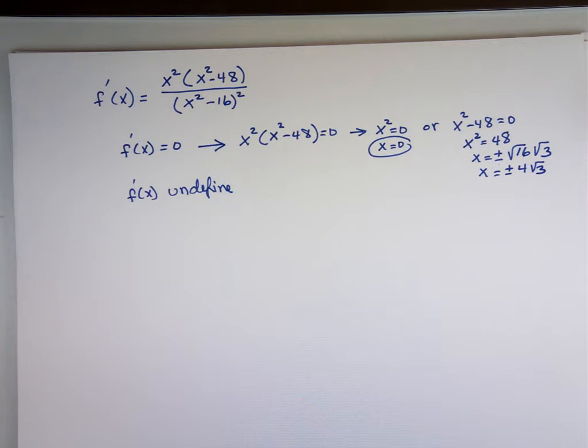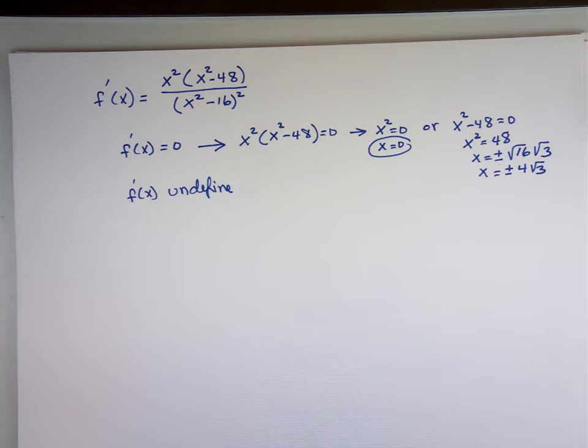Approximately, if you try and figure out what that number is, that's the square root of 48, right? It's roughly 6.9, almost a 7. It's not 6.9, some change.